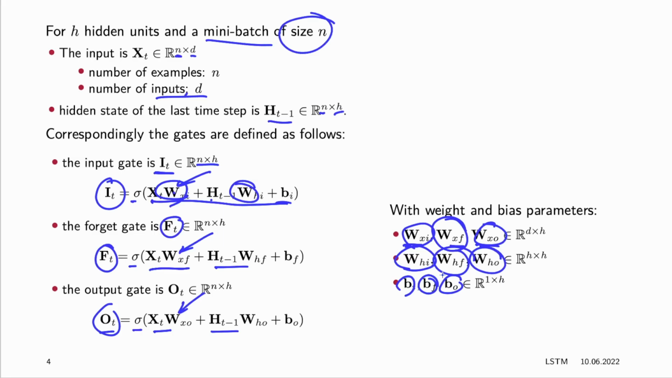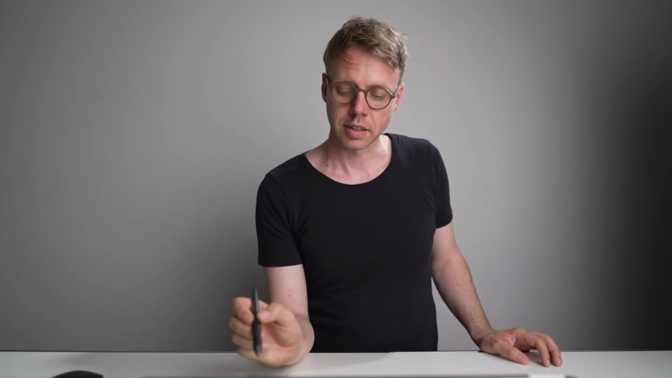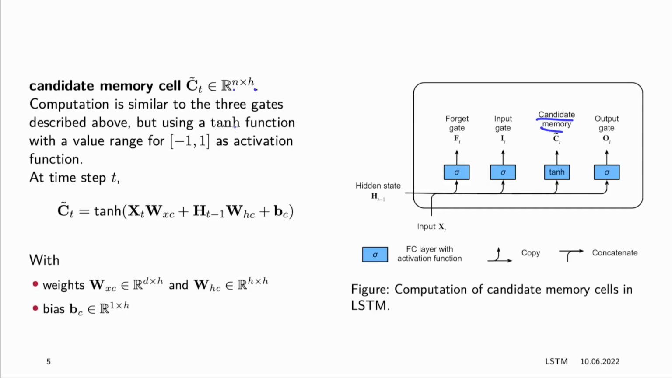The next cell that we introduce in our diagram is the so-called candidate memory, C tilde, which is an n number of samples times h matrix. In contrast to the forget, input, and output gate, so the 3 gates described above, it doesn't use a sigmoid function that goes from 0 to 1, but it uses the tanh function that yields a value range between -1 and 1 as an activation function.